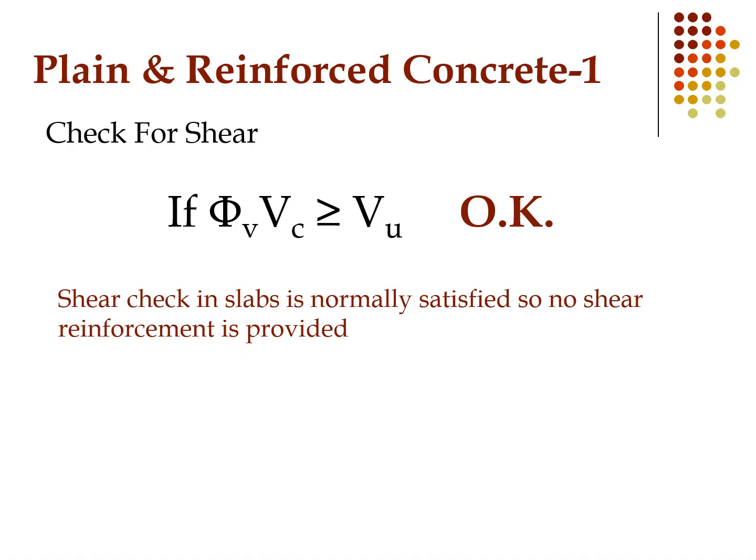Next is the check for shear. If phi VC is greater than VU, that means we do not need to provide any shear reinforcement. And most of the time in slabs we do not need to provide shear reinforcement, as phi VC is always greater than the VU value.